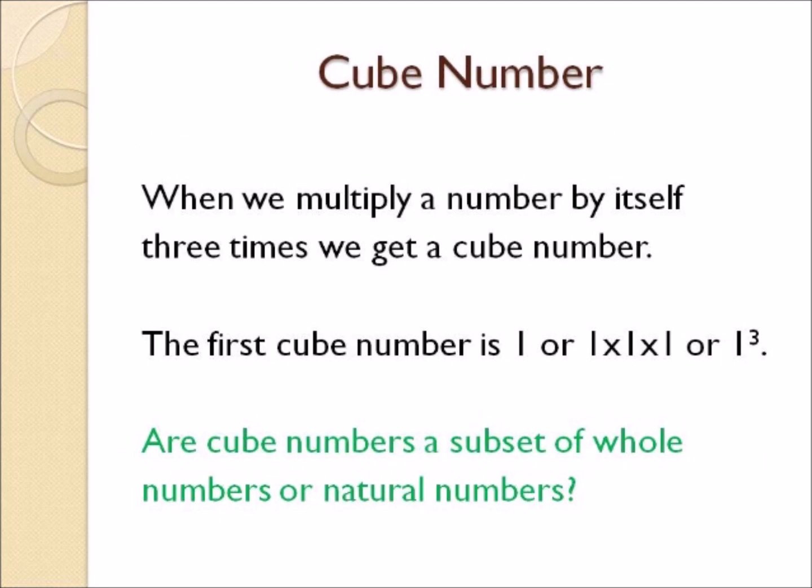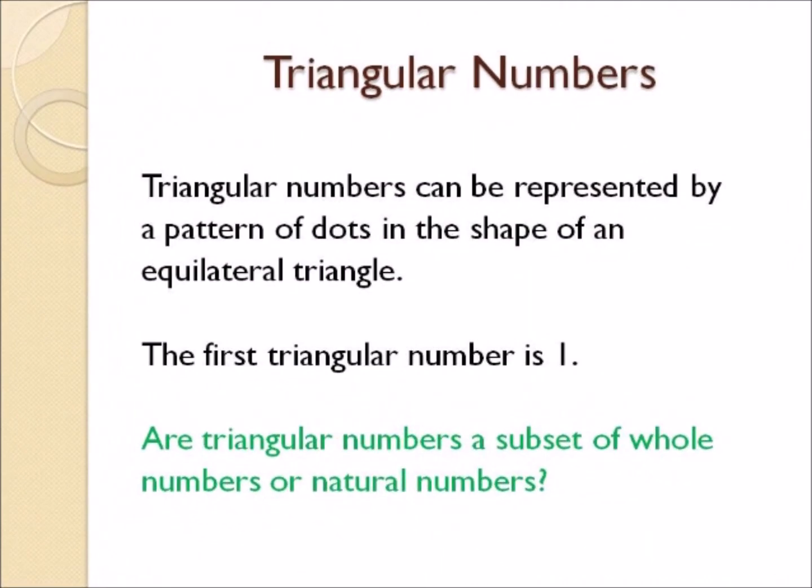Cube number. When we multiply a number by itself 3 times, we get a cube number. The first cube number is 1. 1 times 1 times 1 is 1, or 1 to the power 3. The second one will be 2 times 2 times 2, which is 8. The next one would be 3 times 3 times 3, 27, and so on. Our cube number is a subset of whole numbers or natural numbers. The first one is 1, so it's a subset of natural numbers, no 0.